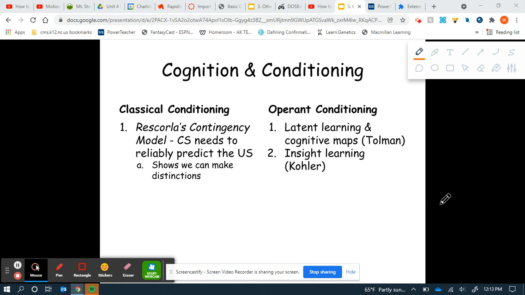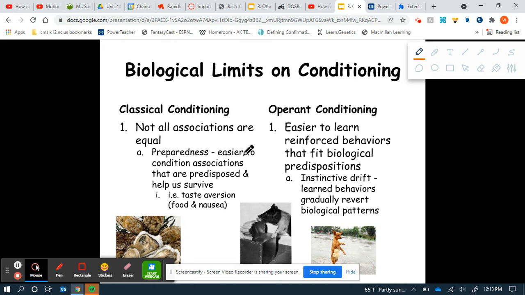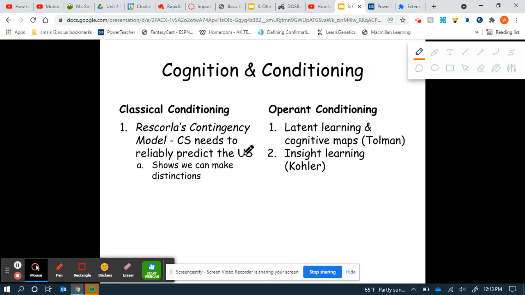Okay, so to finish up, we are going to talk about how cognition is involved in classical and operant conditioning, how different types of learning show cognition, and then observational learning. I'm hoping this will take about 10 minutes or so. So the first slide on here, we've already gone over this stuff, so we don't worry about it.